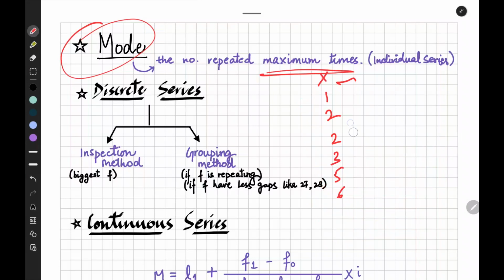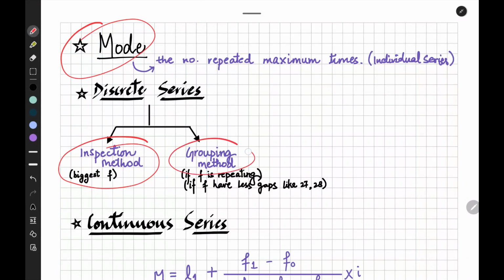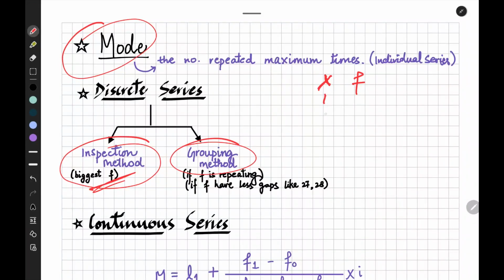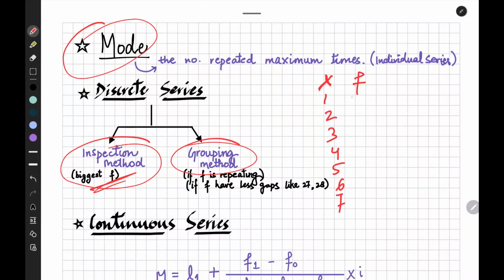Now let us check for discrete series. So in discrete series we have two methods. One is the inspection method and the other one is the grouping method. The inspection method is the method in which we check the biggest frequency. So let me take an example. So x we have 1, 2, 3, 4, 5, 6, 7, and the frequencies are 1, 4, 12, 7, 2, 3, and 1. Frequency represents the number of times these events occurred.